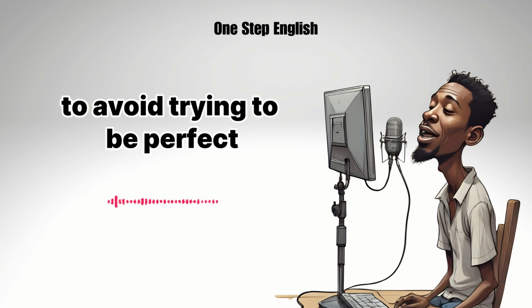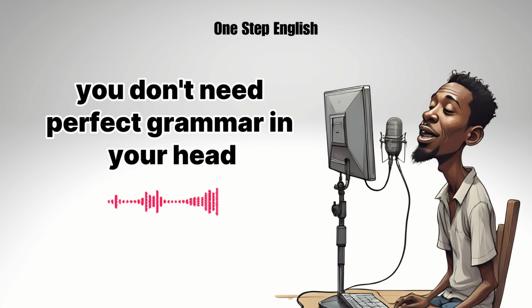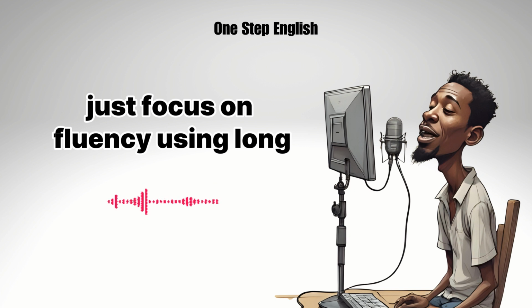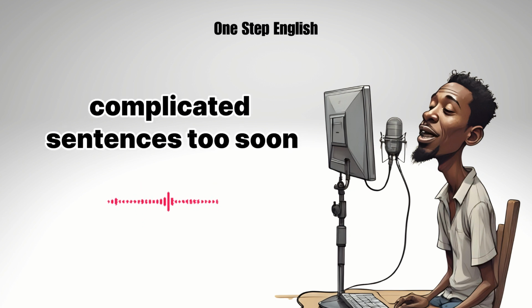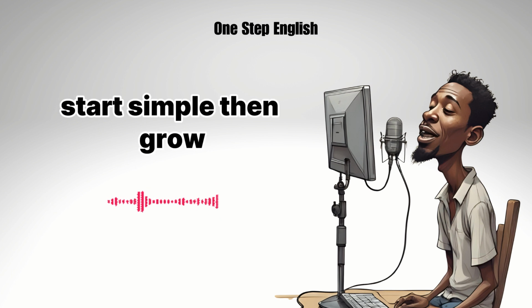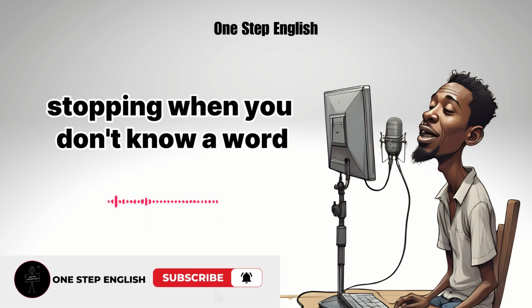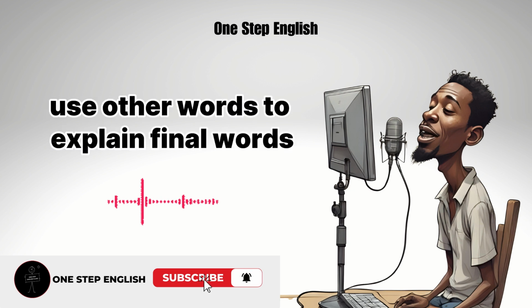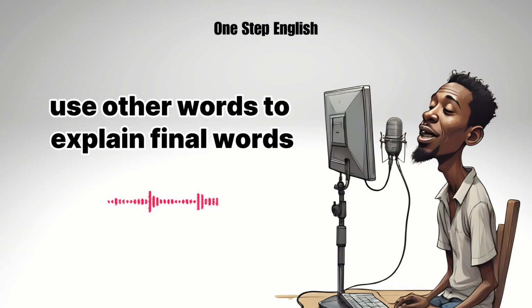Common mistakes to avoid. Trying to be perfect. You don't need perfect grammar in your head. Just focus on fluency. Using long, complicated sentences too soon. Start simple, then grow. Stopping when you don't know a word. Use other words to explain.